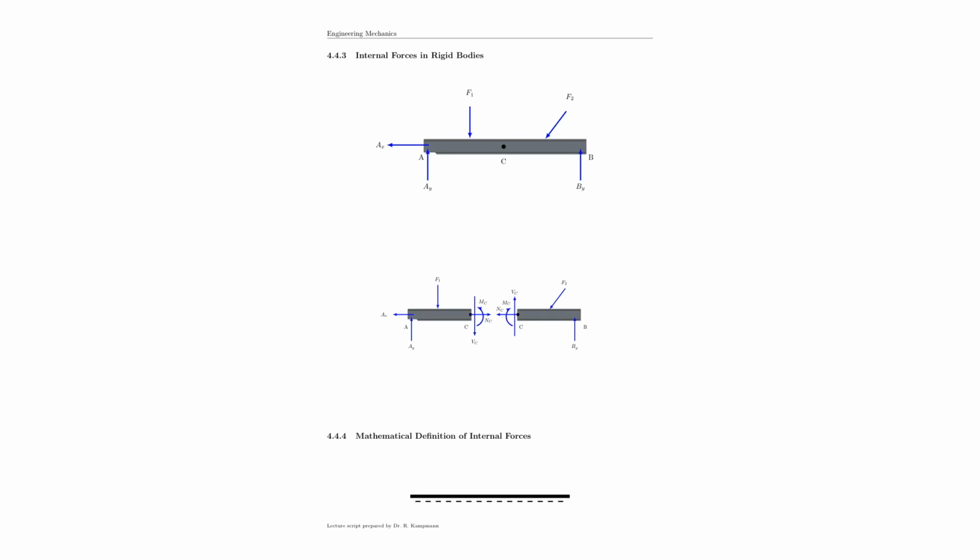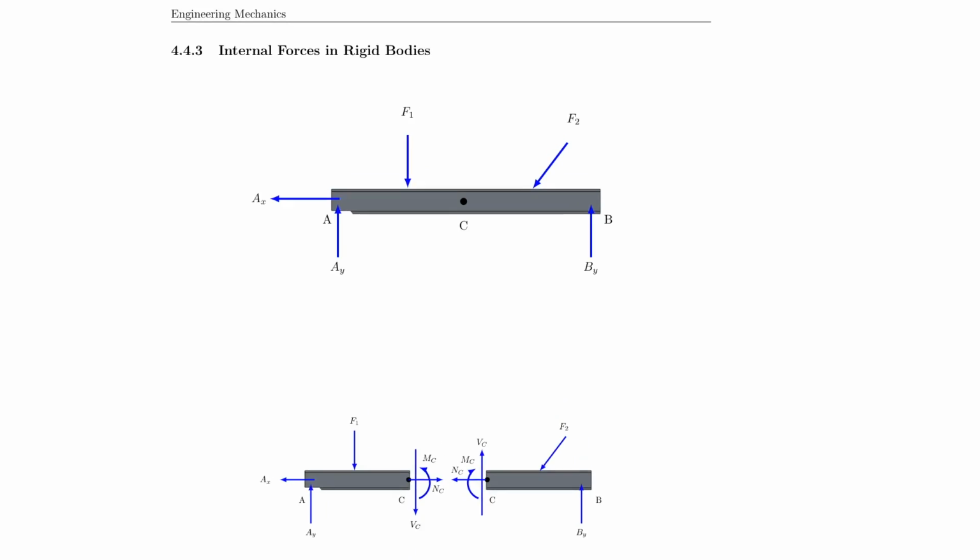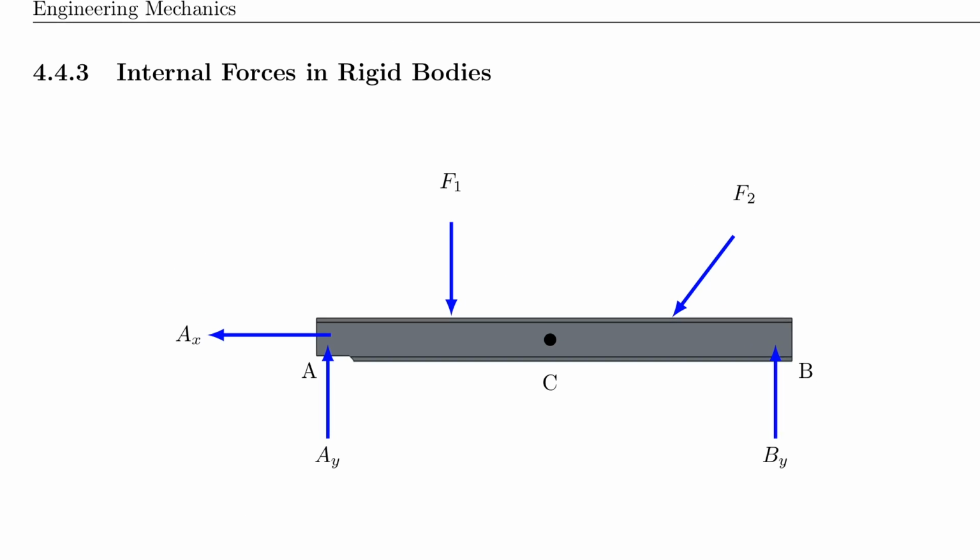All right, now let's look into the internal forces at a specific point in a rigid body, for example, as you can see here. So think of point C as the point where we're trying to find our internal forces. Let's first take a close look at this rigid body, and let's understand that we have external forces, F1 and F2. Those are given to us usually.